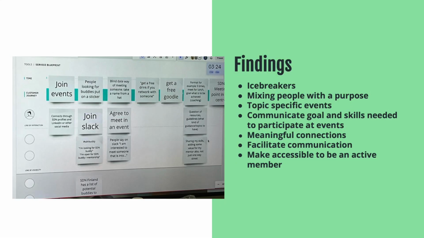What is the content of the events? What is the level of complexity of the topic that's going to be handled, if it's for everyone or you need to be a bit more senior? Meaningful connections between members, and also how to facilitate communication between members, making it accessible to have spontaneous meetings, or making it more accessible to be an active member.